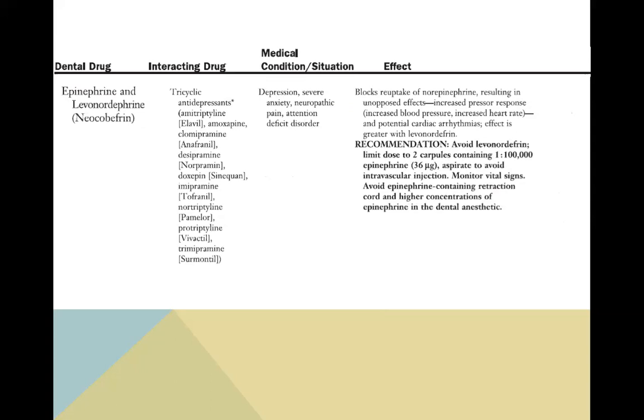Tricyclic antidepressants. These are probably the most commonly prescribed medications for depression. They work by blocking the reuptake of noradrenaline at the central synapses, and this causes an elevation of the concentrations of noradrenaline, also at the level of the neurons. So further administration of adrenaline-containing local anesthetics could have a significant effect on the cardiovascular system, leading to cardiac arrhythmias and hypertension.